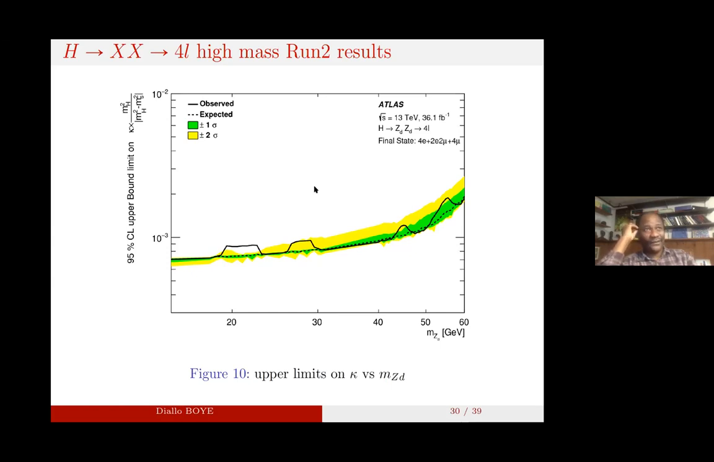And the other thing is that this particular case, which Diallo is showing now, where you have two dark photons in the intermediate state to give you the constraint on the Higgs mixing parameter kappa, is also the only channel that gives you access to the mixing between the standard model Higgs and the dark sector Higgs. So that's where the advantages of this search come from, but it's not a competitive channel for the kinetic mixing.